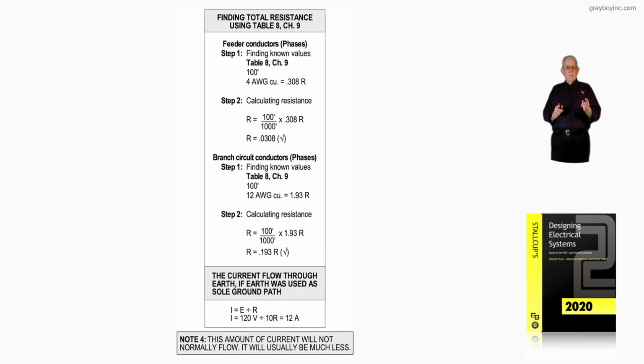So we know the amount of fault current will not normally flow. It will usually be much less because it's using the earth as a path, and that's what the note 4 is illustrating. Now, next, we will look at the next illustration and see how the whole calculation goes together. Now, we were just showing you the method of using the table so far.